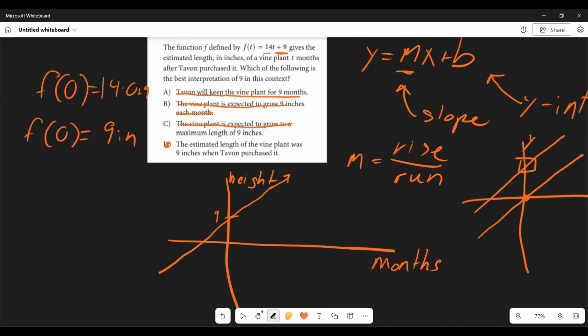So hopefully this made sense to you. Again, the concept to understand for this problem is lines in slope-intercept form.